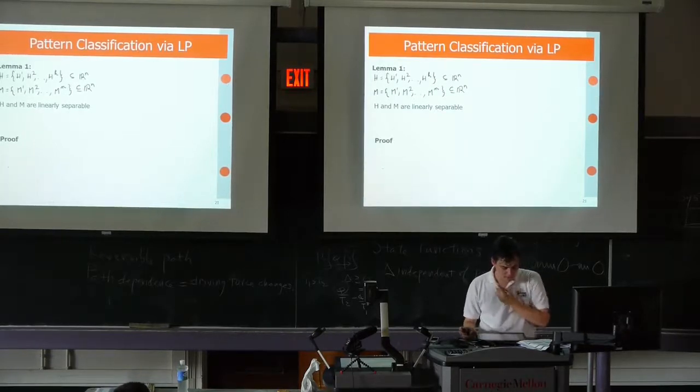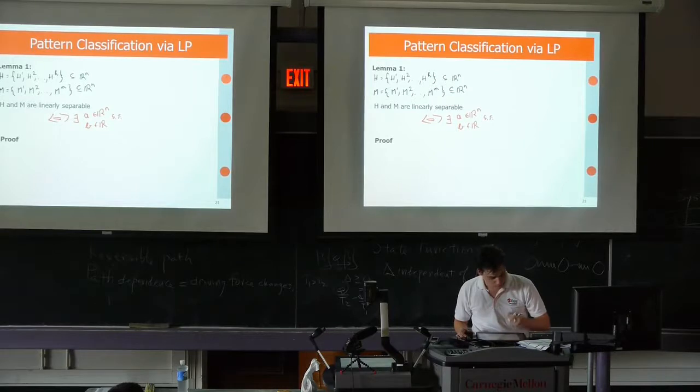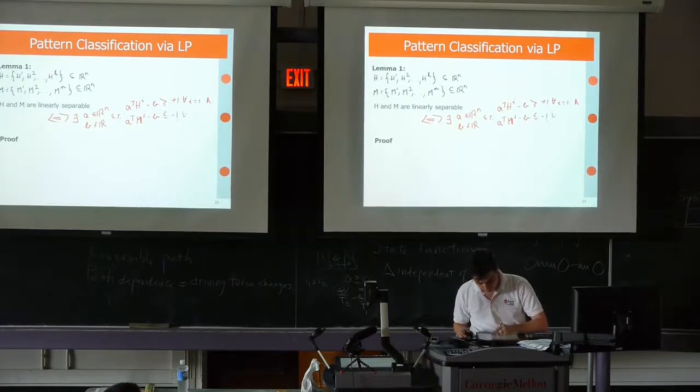Let H and M be these two sets. We are saying that they are linearly separable if and only if there exists A in the n-dimensional Euclidean space and B a real number such that, and now comes the tricky part, A transpose H_i minus B is bigger than plus 1 for all points in this set, and for the other set, using the M points, this is less than minus 1.